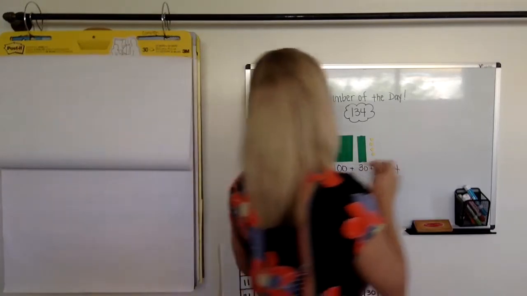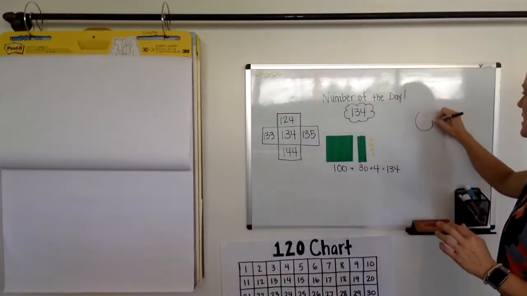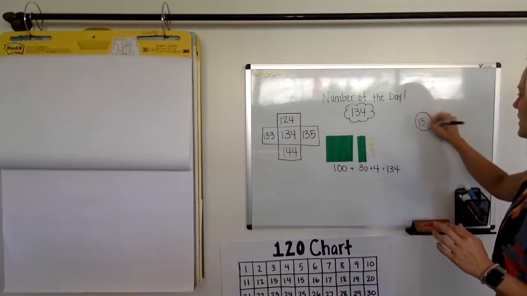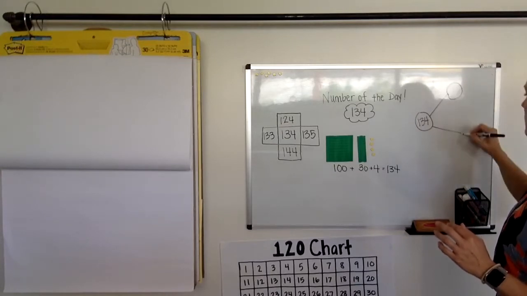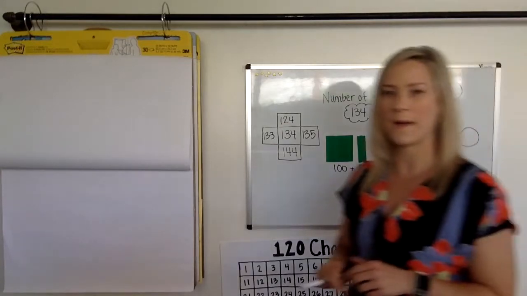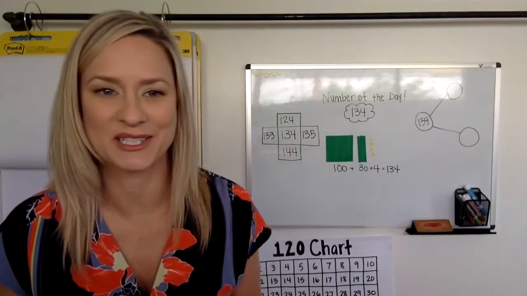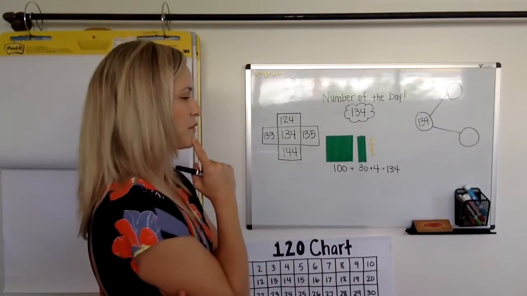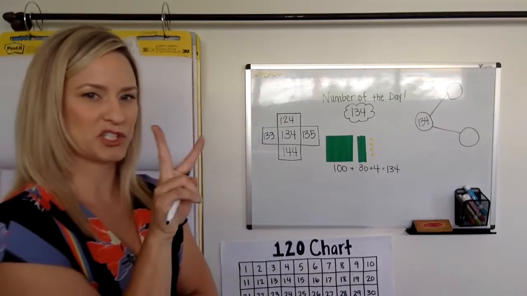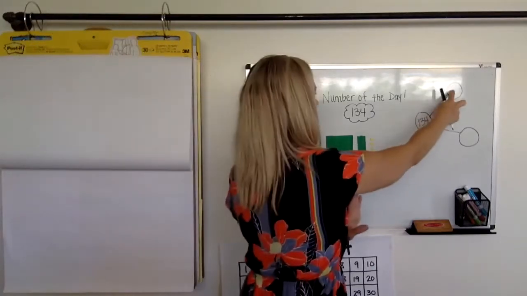All right, let's see here. Let's play number bonds. 134 can be made in different ways. How might you make 134? Get creative for me. How might you break 134 into two atoms?